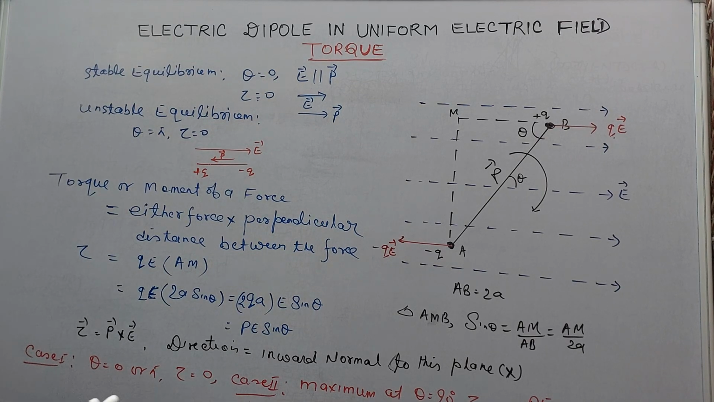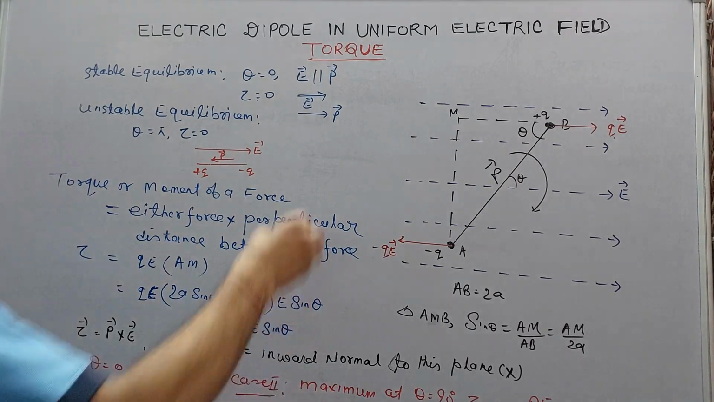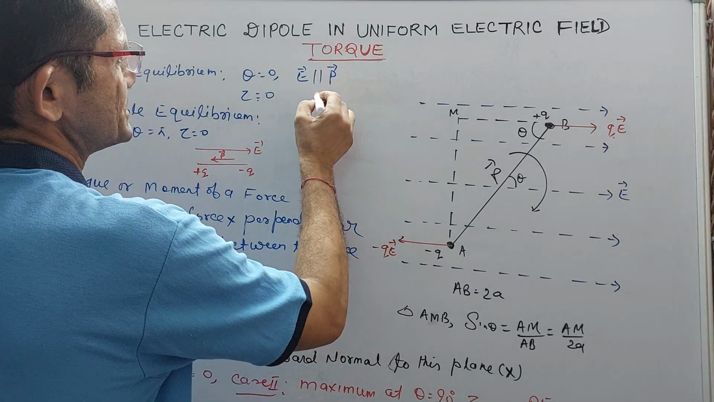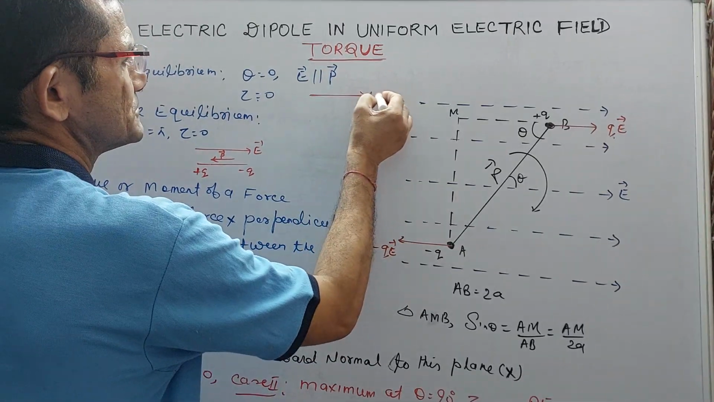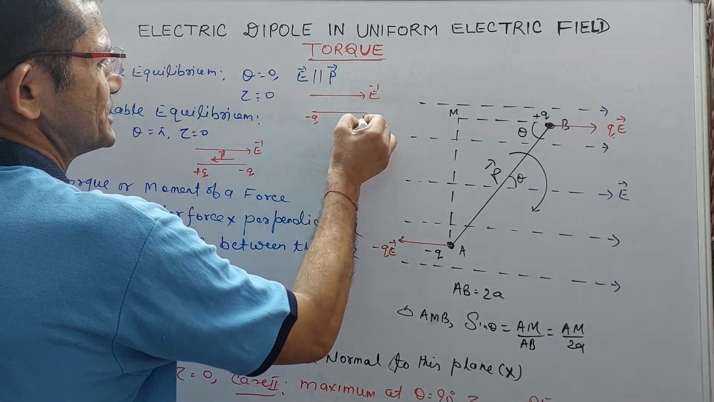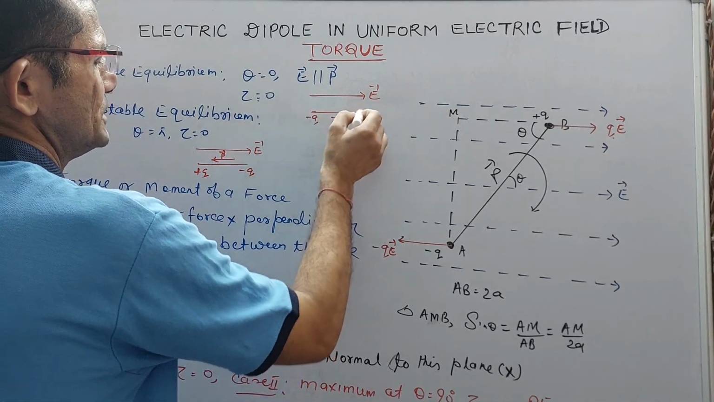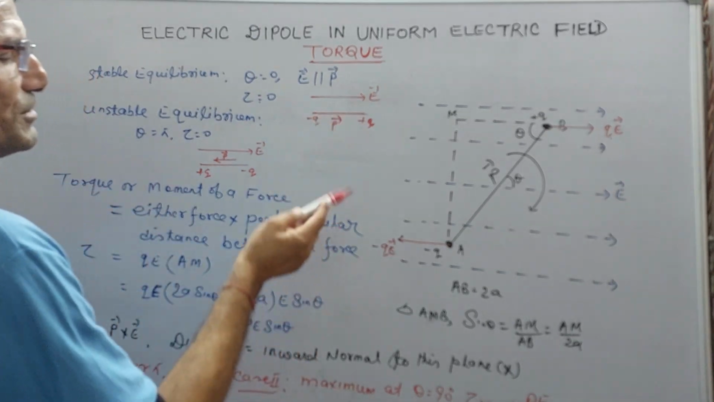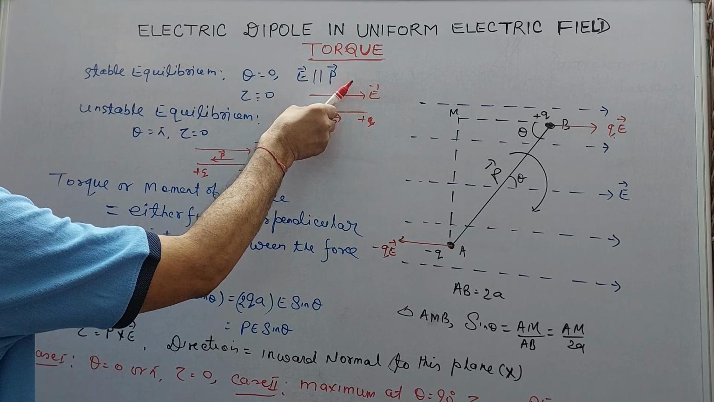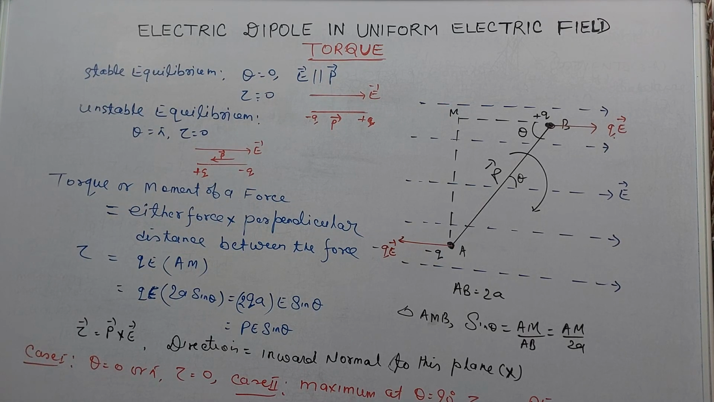In the stable equilibrium position, your electric field is along this one and your dipole is also along this one, with minus q here and plus q here. So dipole moment and E are in the same direction. That's why when you disturb the dipole from this position, if I rotate it anti-clockwise, it will come again to the equilibrium position. So these are the two important cases.